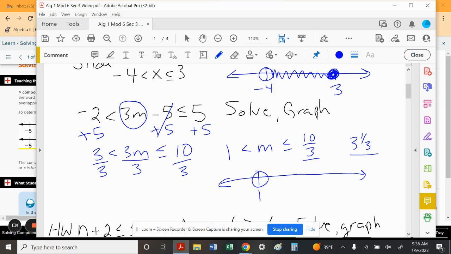And that's going to be my 1. My 10/3 is going to be located somewhere over here, we'll say. We're going to close the circle on that one. That is going to be my 10 over 3, or 10/3. And then I know everything is in between it.